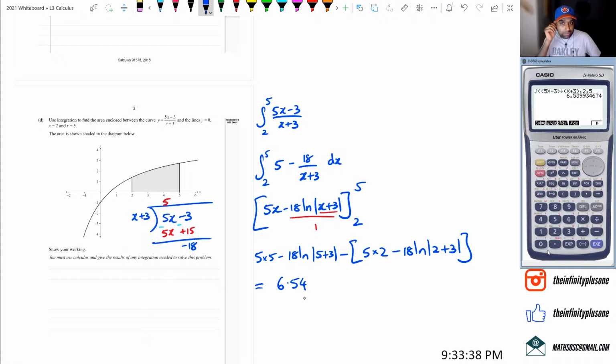So what I'm trying to tell you guys is this. When you do these integration questions, just solve it. Before you even integrate, before you even do anything, just do the bit in the calculator first, get the answer, and then do all of your working. Right at the end, put equals, put 6.54, and you're pretty much good to go.